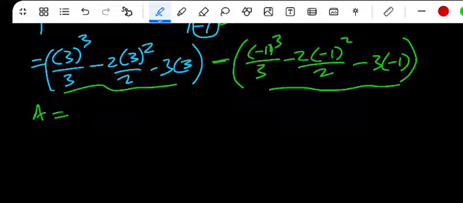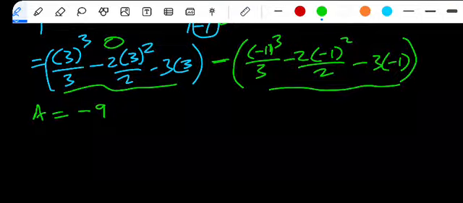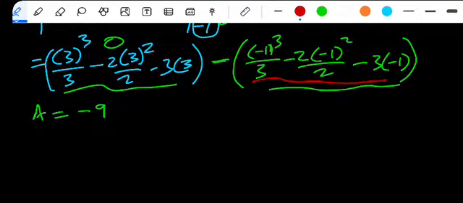Let me put this on my calculator also. 3 cubed over 3, minus 3 squared, minus 3 times 3. The first part here will give -9. Only this part. What about this second part here? What will we have? We have the negative, obviously.